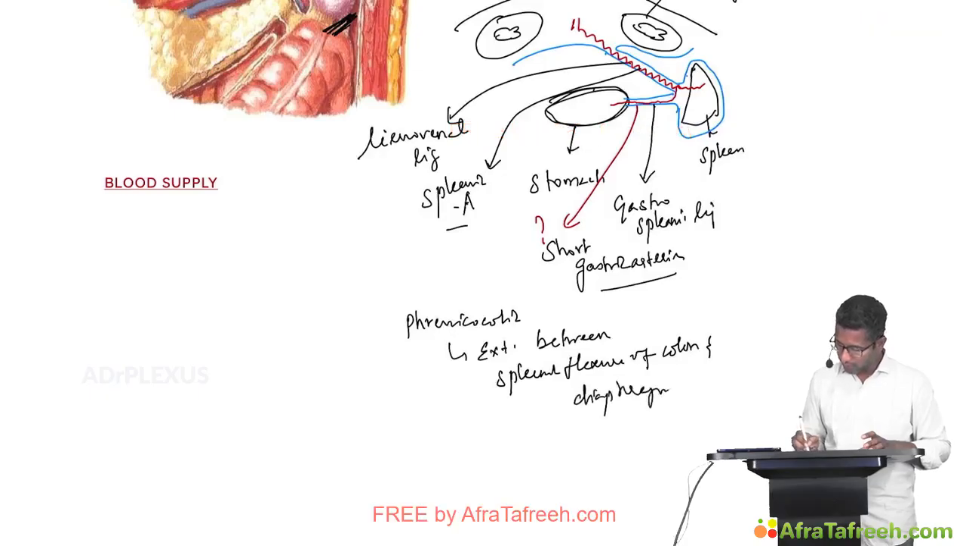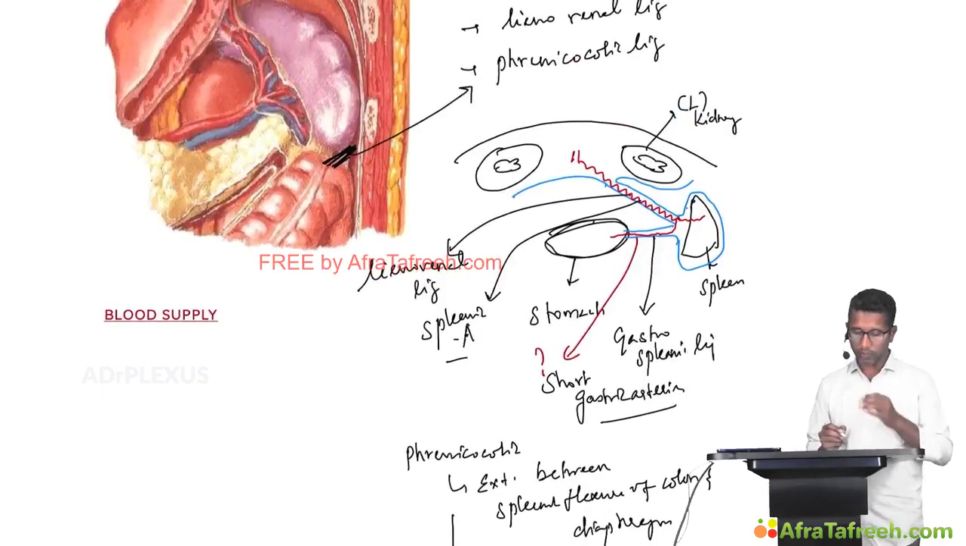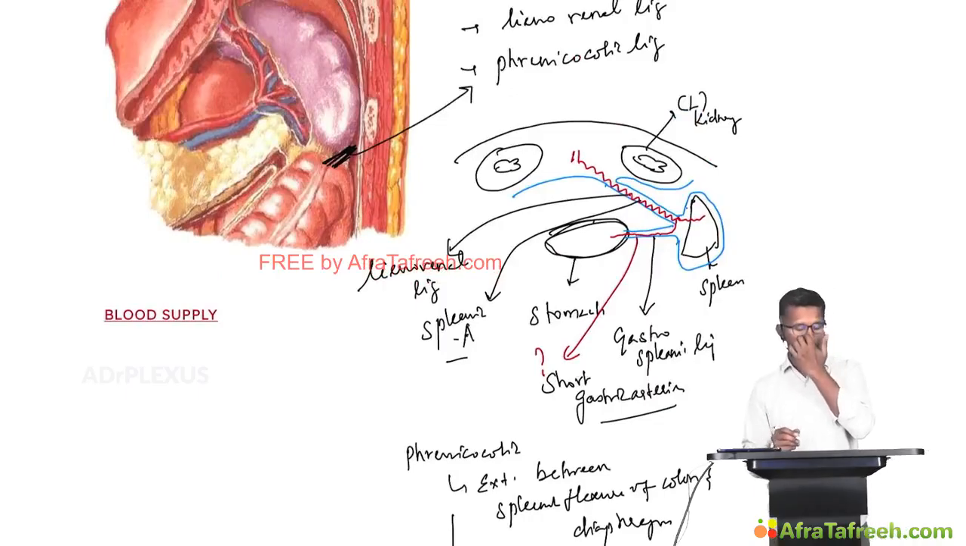Okay, so this supports the anterior end of the spleen, which is the one shown here. So this ligament is called as the phrenicocolic ligament.